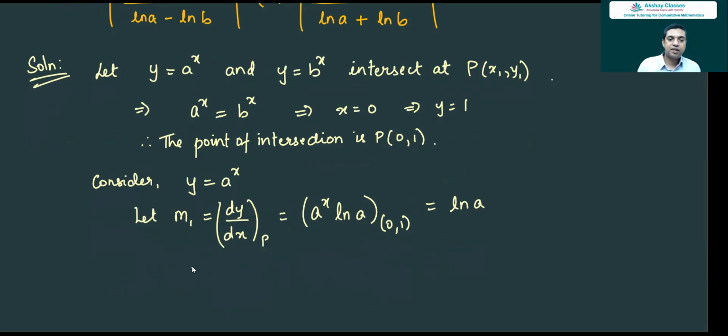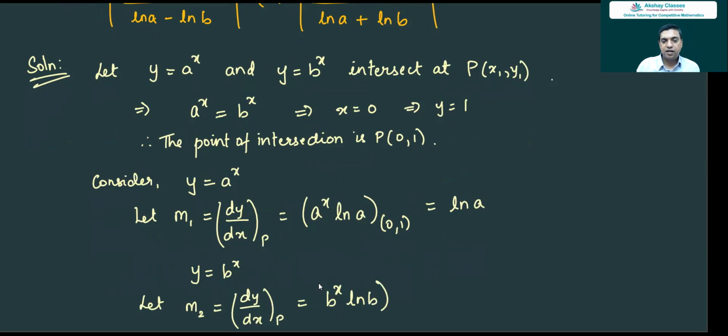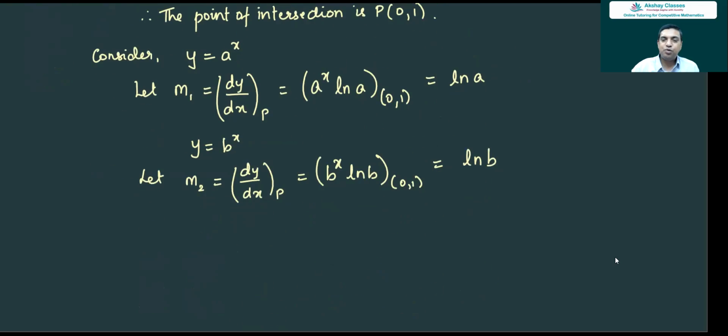Similarly, y equal to b power x. Now let m2 be the derivative of this function at P. So we get b power x log b at this point (0, 1). Again, we get log b. So m1 is log a, m2 is log b.